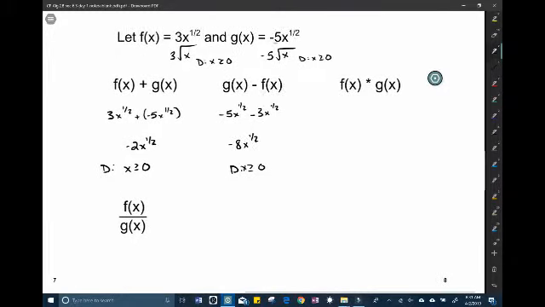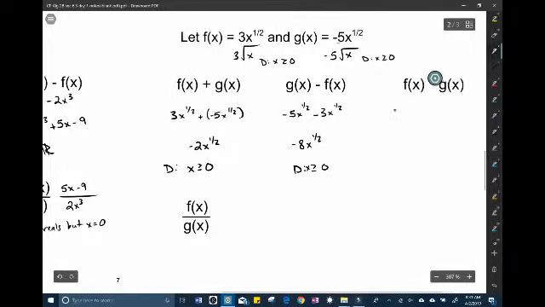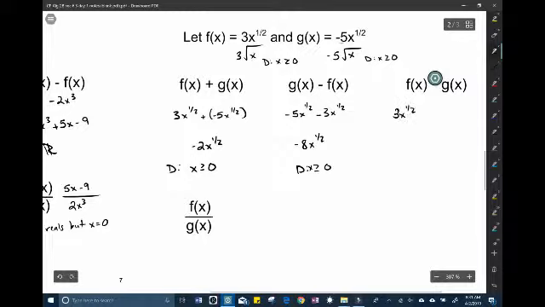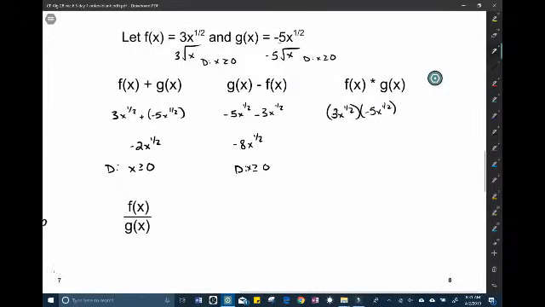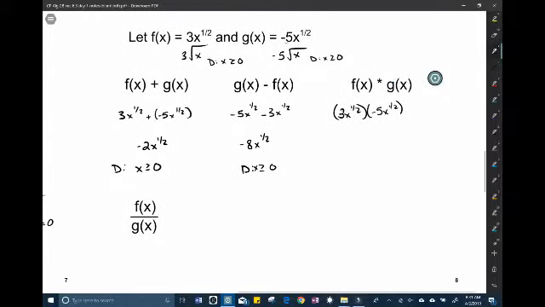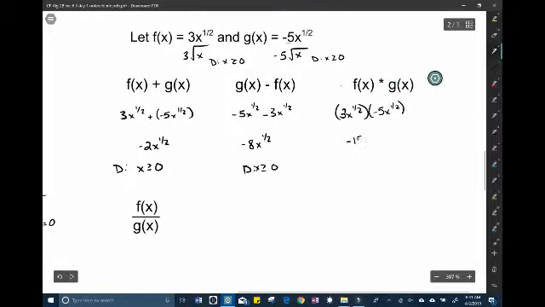Multiplying f to g, 3x to the 1 half times negative 5x to the 1 half. Remembering these ones, we end up adding the exponents. So this one will be negative 15x to the first power essentially. With this one, however, we still have that restricted domain, so x must be greater than or equal to 0 because of what its parents were. So it inherits the parents' domain issues, so to speak.